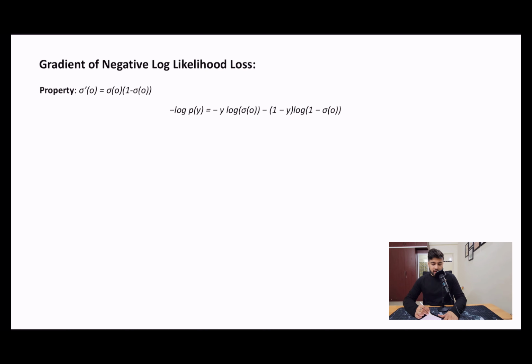The only property or result that we'll use here is the derivative of the sigmoid function. If you calculate the derivative of the sigmoid function, it has a very nice property, which is that the first derivative of the sigmoid function is equal to the sigmoid function multiplied by 1 minus the sigmoid function, right? So this is a very nice property to have, and this is something that will make the calculations very easy for us.